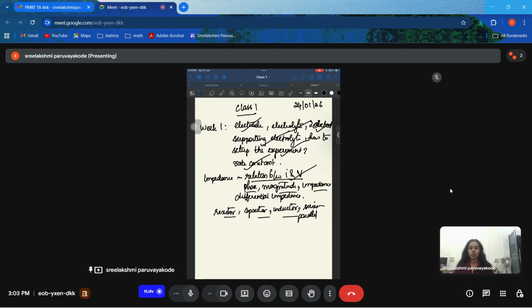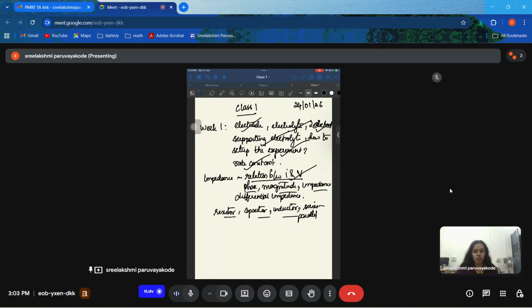So yeah, we can go for a brief recap of the previous class and then continue with today's class. Initially we saw what an electrode is, what an electrolyte is, the electrode-electrolyte interface, then why we need a supporting electrolyte, and how we are setting up the experiment. And we saw the need for the reference electrode, the need for the counter electrode, what the reference electrode is, what the counter electrode is, what the working electrode is. And then we also saw how we are expressing the rate constant, like how it is related to the potential.